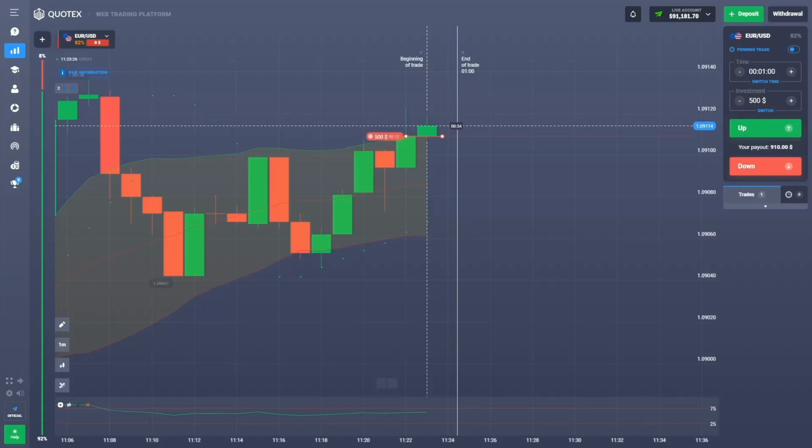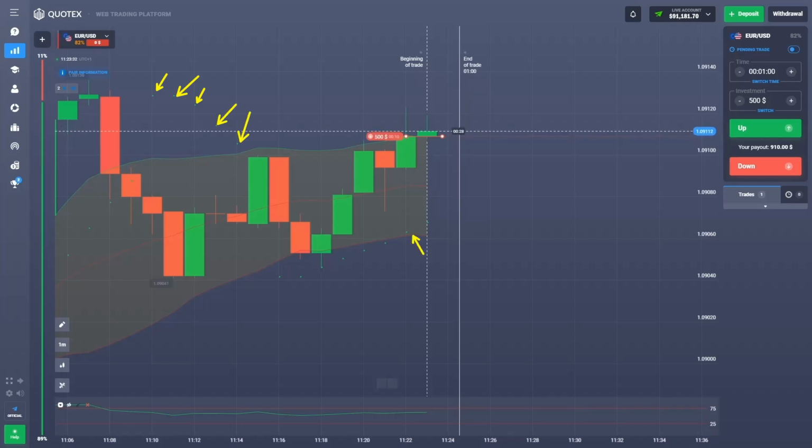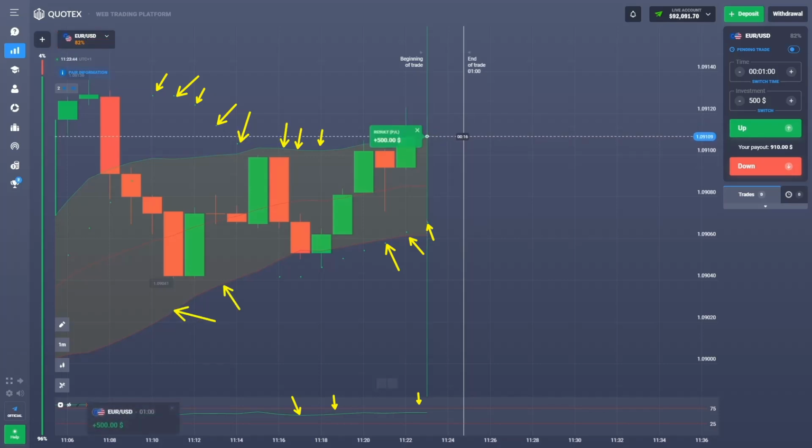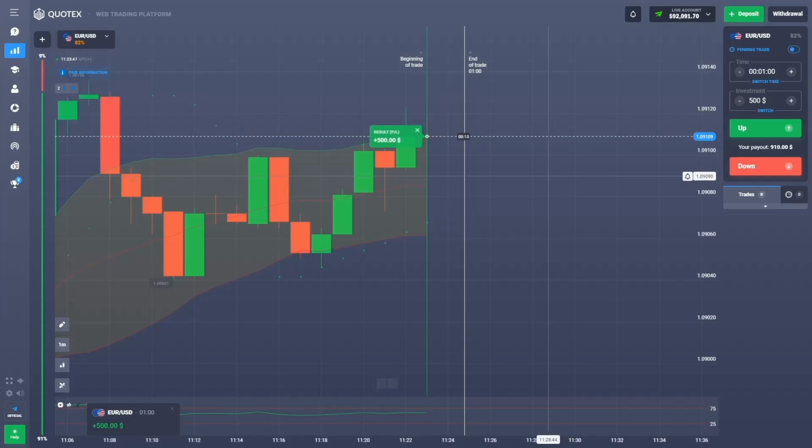The same strategy, guys, don't worry, the same strategy. All right, so the RSI, the parabolic SAR, and the Bollinger Bands. So see you later, guys.